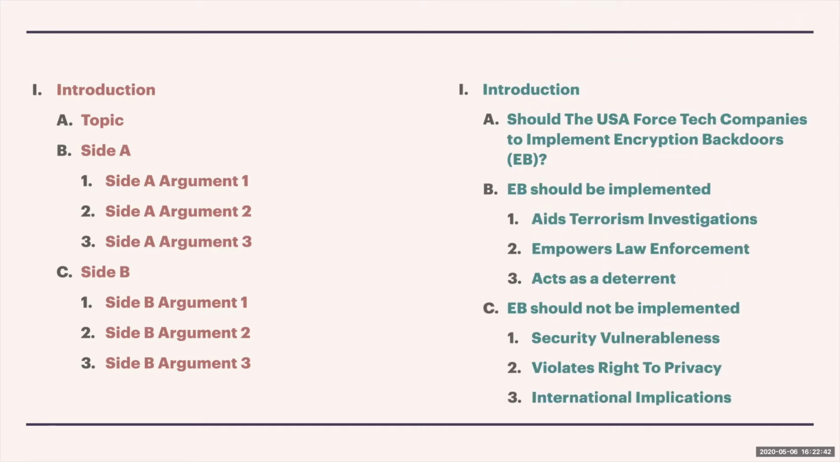So let's look at the question of, should the United States force tech companies to implement encryption backdoors? Okay, interesting question. So let's look at the two positions that are being observed and what the arguments are for each. Encryption backdoors should be implemented. Well, the arguments there are, it aids terrorism investigations, empowers law enforcement, and acts as a deterrent. Or encryption backdoors should not be implemented because of security vulnerabilities, violates right to privacy, and international implications.